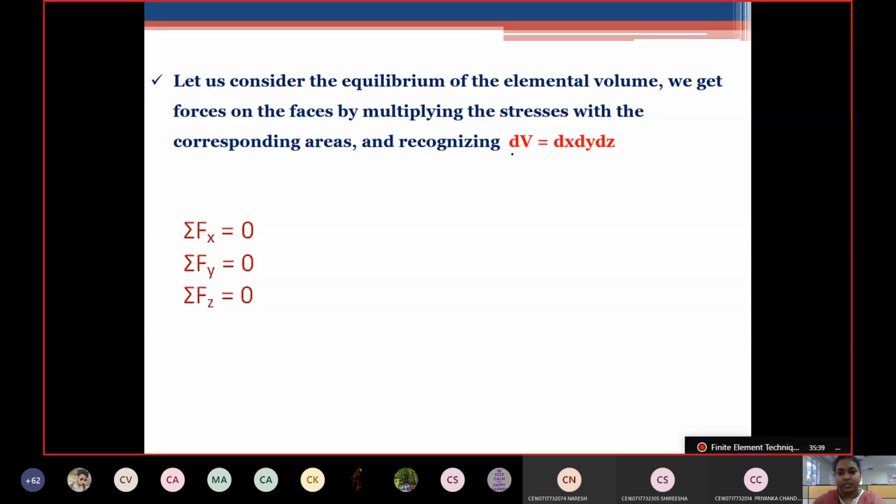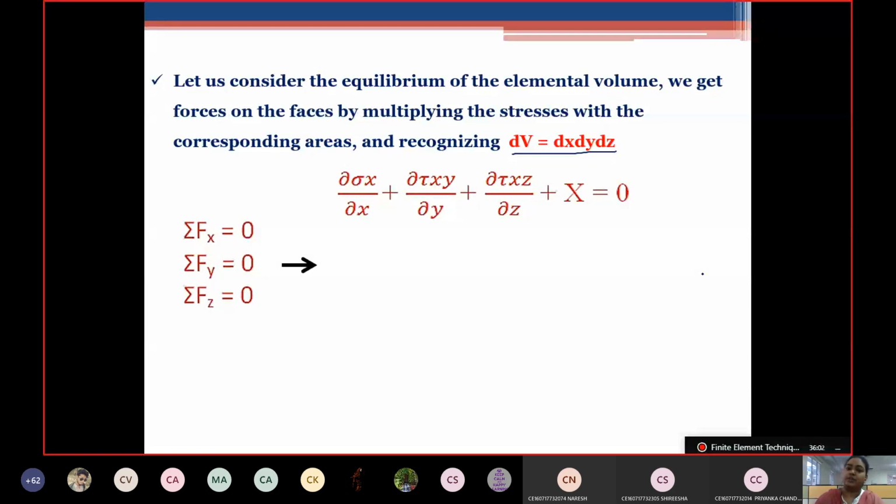And what is the elemental volume we have here? dV we took, so dx into dy into dz. That is the volume. Now, for this, please note down the equations. First, algebraic sum of forces in x direction. This is the algebraic sum of forces in the x direction. That is, in x direction, we have normal stress, two shear stresses and one body force.